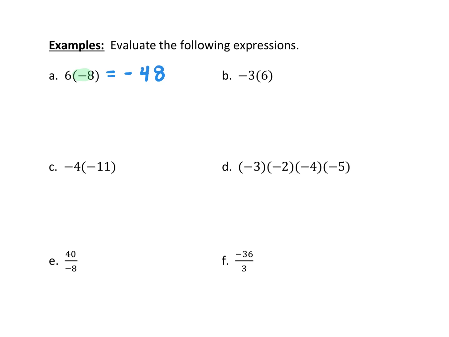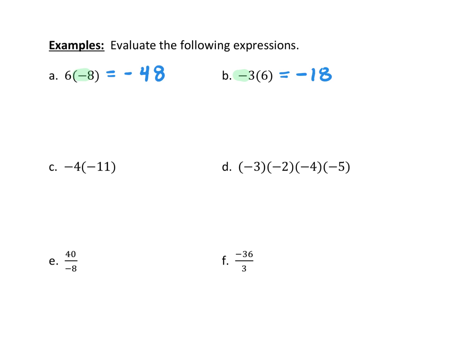If we come to example B, we start by multiplying the numbers. We get 3 times 6 is 18. We look for negatives. I have 1 negative, which means that my final answer is negative 18.